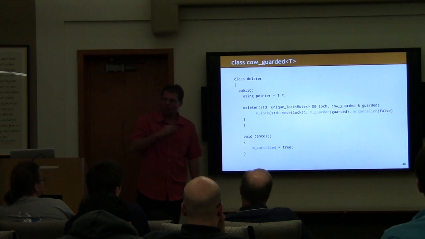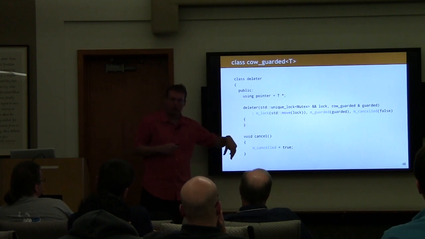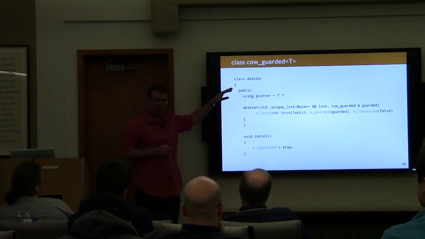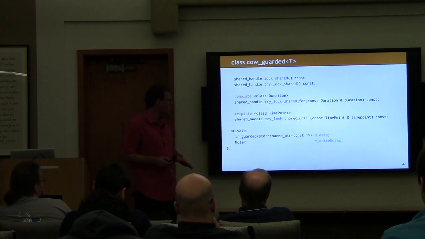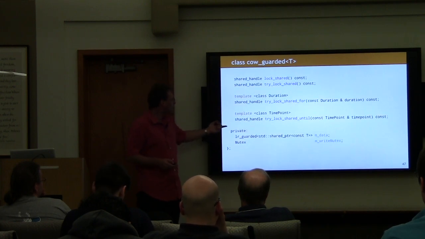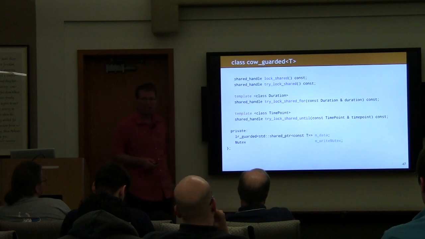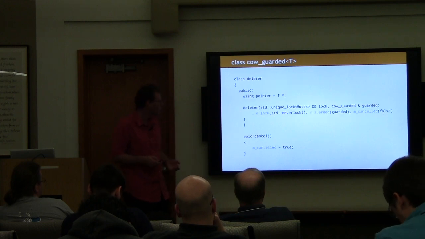Now we also have a slightly more complex deleter because we're going to be passed information about the lock that was acquired. And this is the deleter for exclusive access, not the shared deleter. The shared deleter is actually just a shared pointer. My shared handle type should have been right there. It's a shared pointer of const T. There's no unique pointer, there's no complications. It's just a shared pointer. And that object will be valid for as long as you hold the shared pointer.